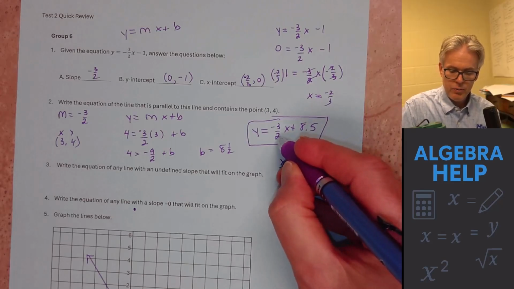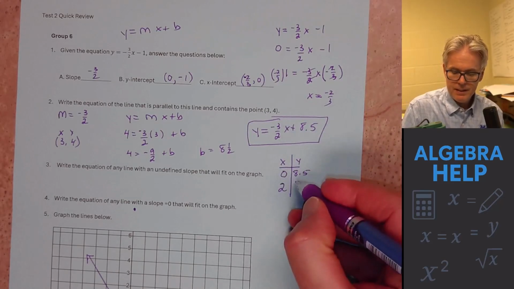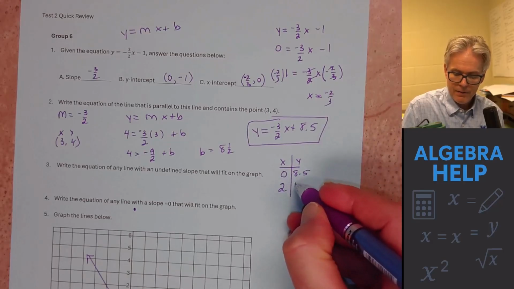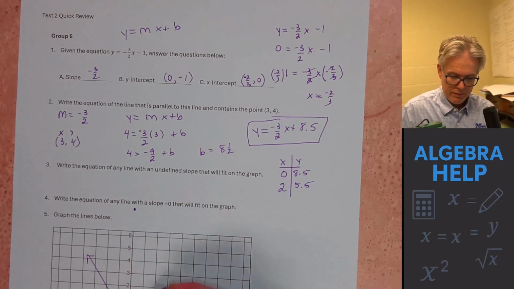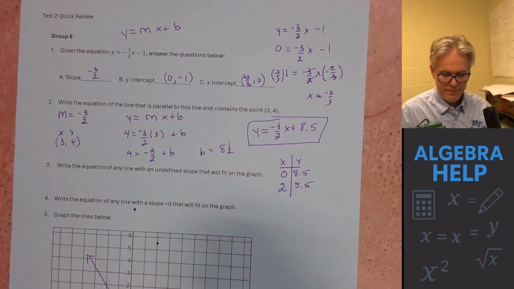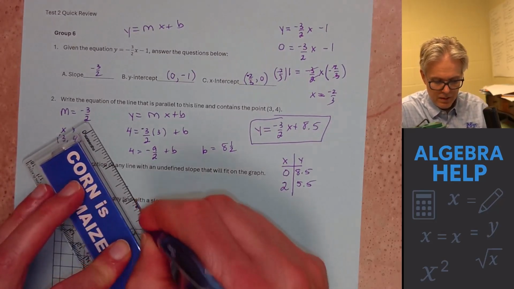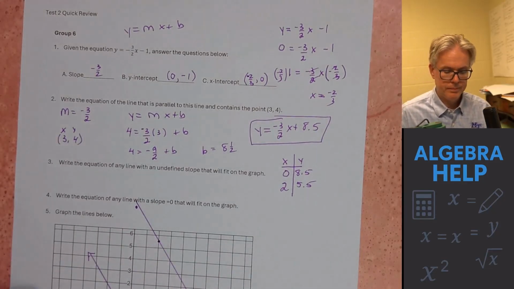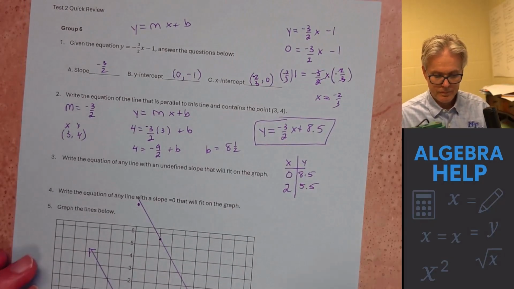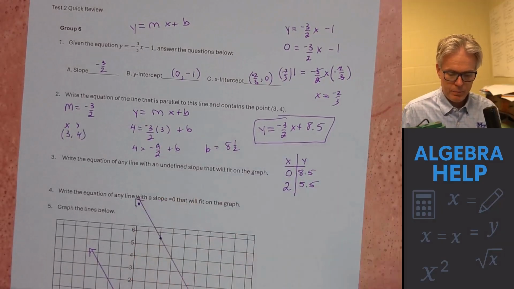So when x is 2, those cancel, and I get negative 3 plus 8.5 is 5.5. So at 2, we're at 5.5, about right there. Doing our best with what we got. And those lines look about parallel. I think I did pretty good.